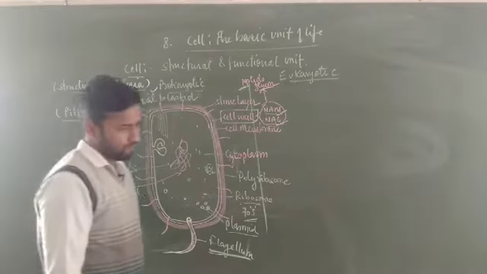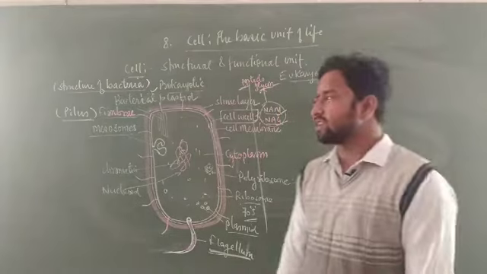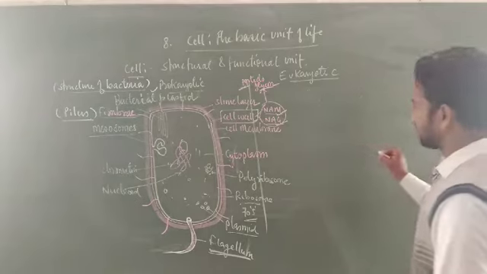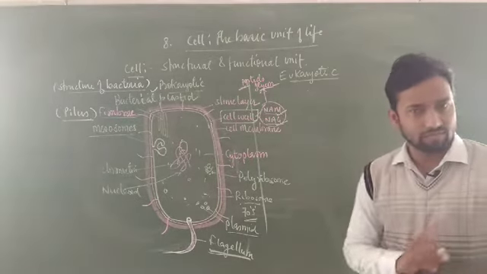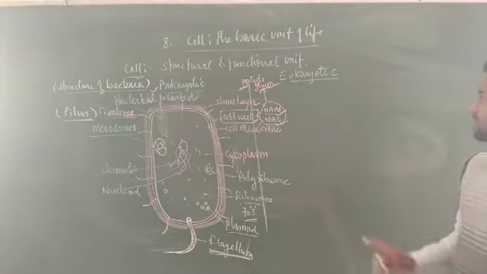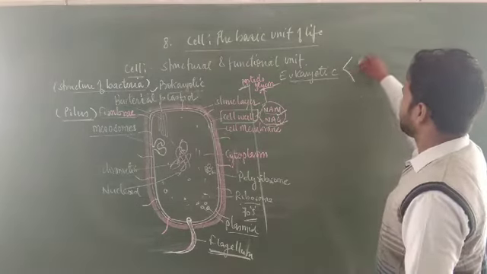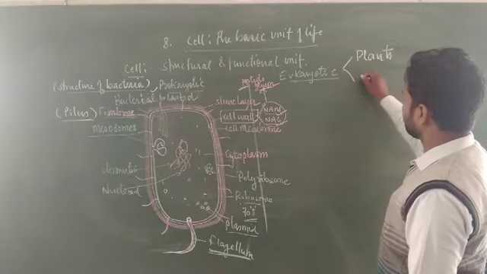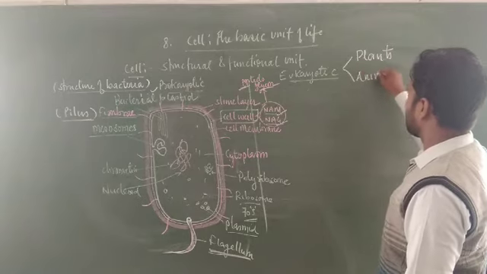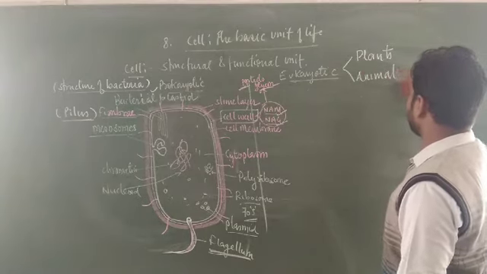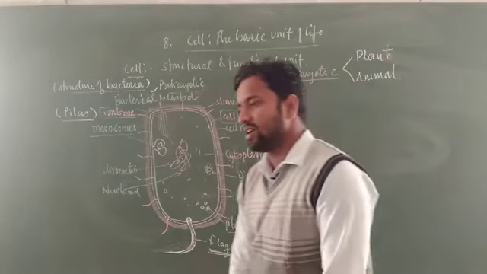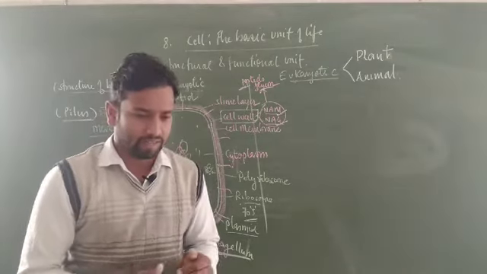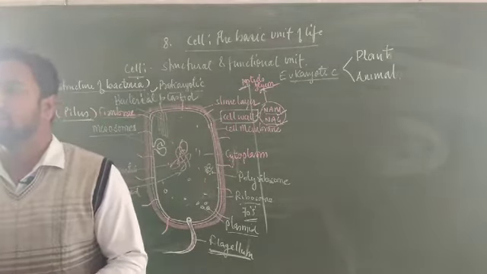Now students, after discussion of the prokaryotic cell, let us see the structure of eukaryotic cells. Eukaryotic cells are further classified into two types: first is the plant cell and second is the animal cell. Both plant and animal cells originate after the prokaryotic cells.